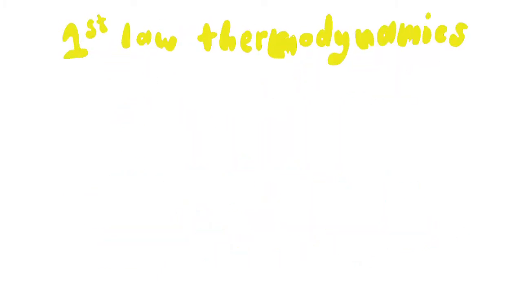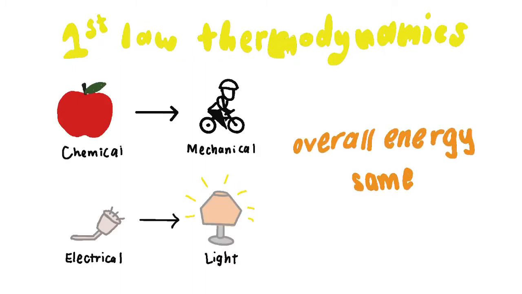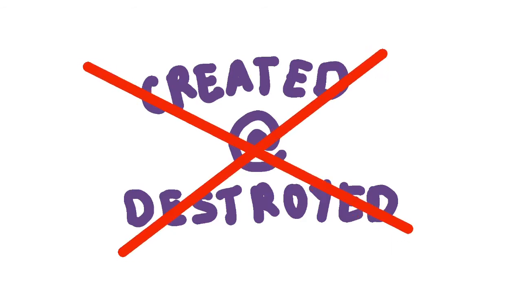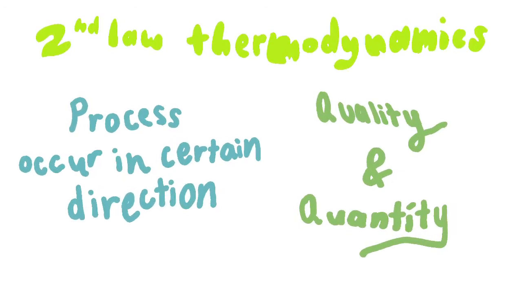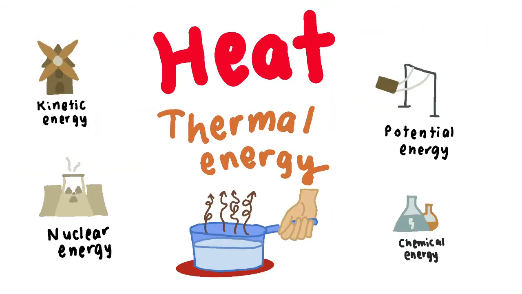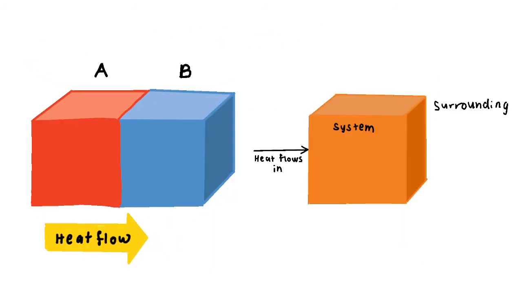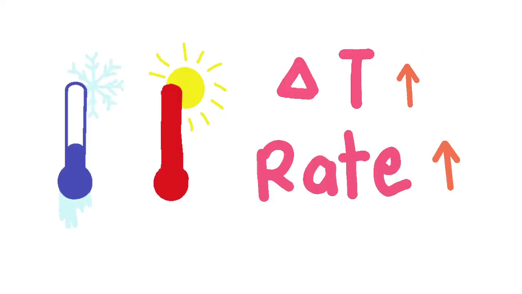Number one is the first law, which states that energy can change form but the overall energy remains constant during the process. It's important to keep in mind that energy cannot be created or destroyed. Besides, there is also the second law of thermodynamics, which states that energy has both a quality and a quantity. Heat, also often known as thermal energy, is one of the several types of energy. Heat can be exchanged between two systems or between a system and its surroundings when there is a temperature difference. The larger the temperature difference, the faster the heat transfer rate.